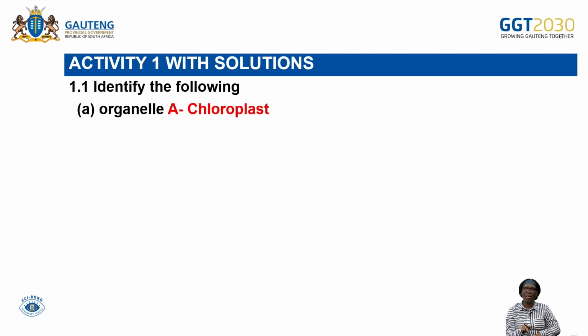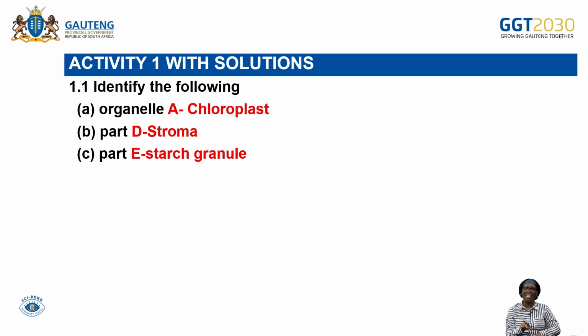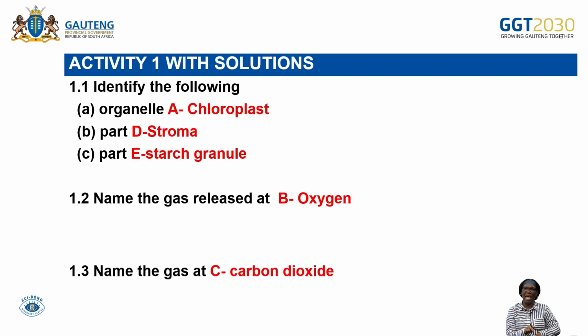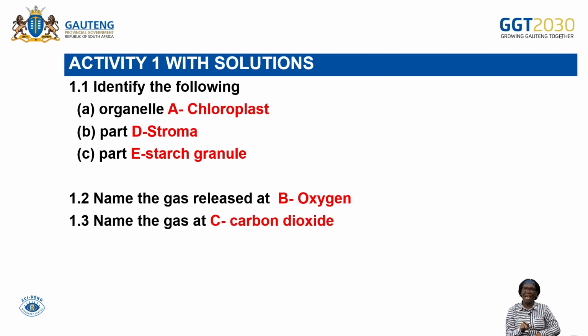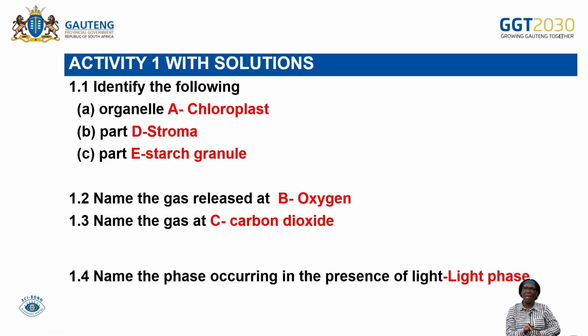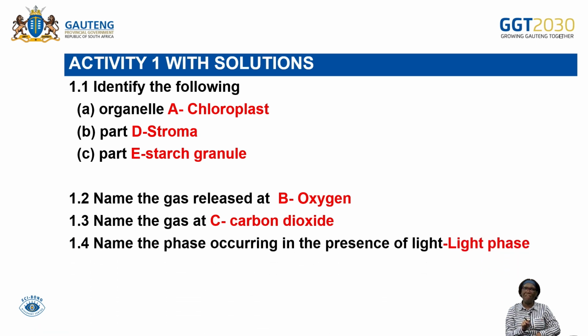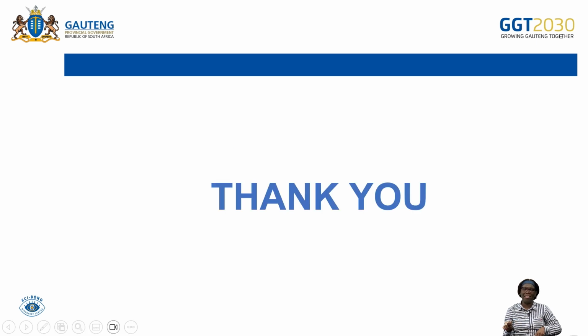Identify the following. Organelle A is the chloroplast. Part D is the stroma. And the starch granule. The gas that is released is oxygen at B. And the gas at C is carbon dioxide. The phase occurring in the presence of light is known as the light phase.